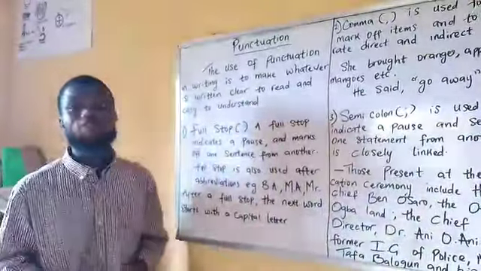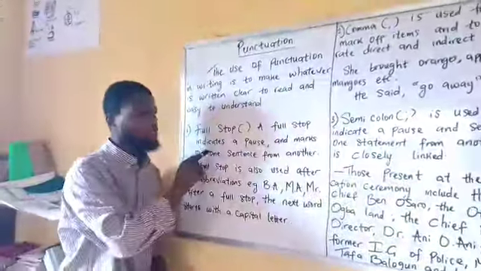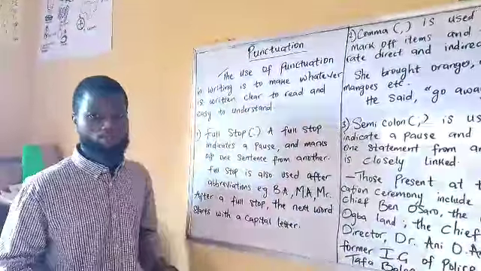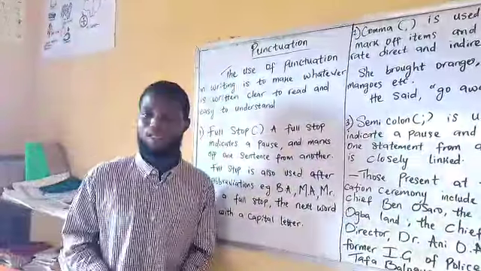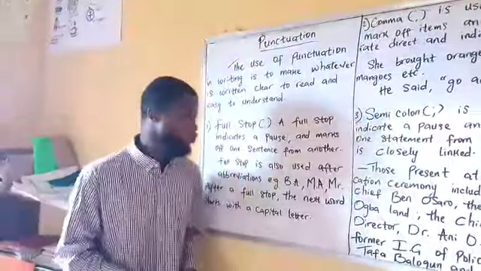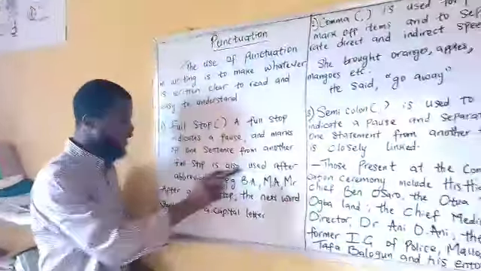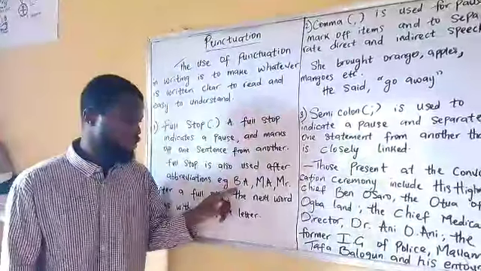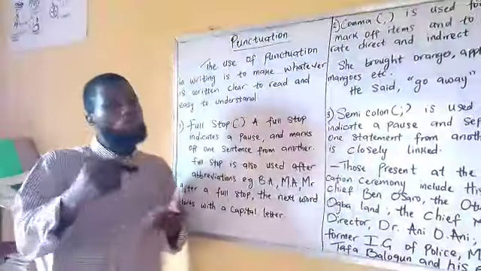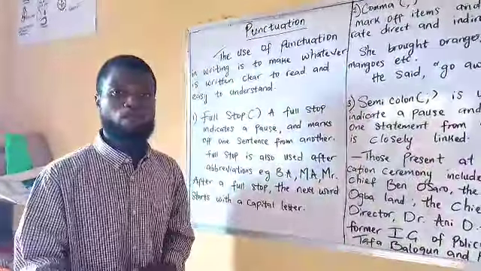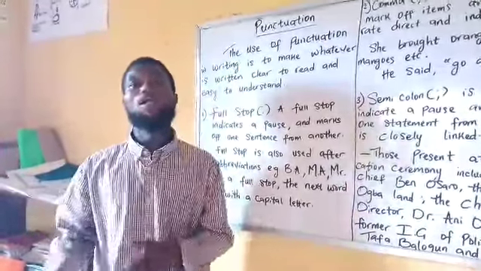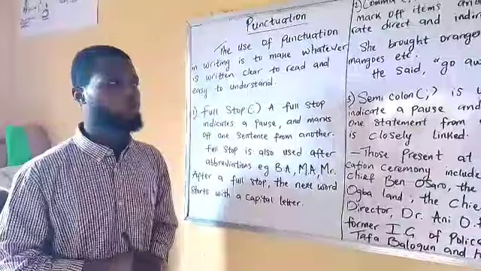The first one we're looking at is full stop. Now, a full stop indicates a pause and marks off one sentence from another. In other words, you can say that a full stop indicates the end of a sentence. A full stop is also used after abbreviations, e.g., BA, MA, Mr., and we know that after a full stop, the next word that comes after starts with a capital letter. So please let's take good note of that.